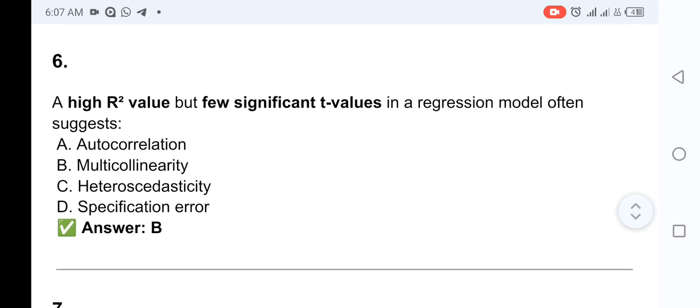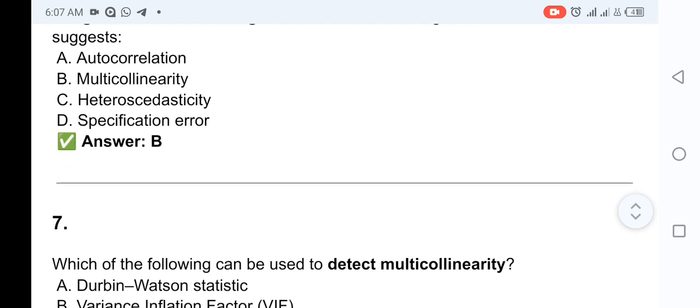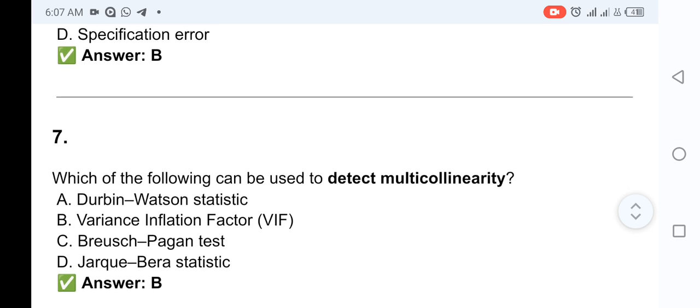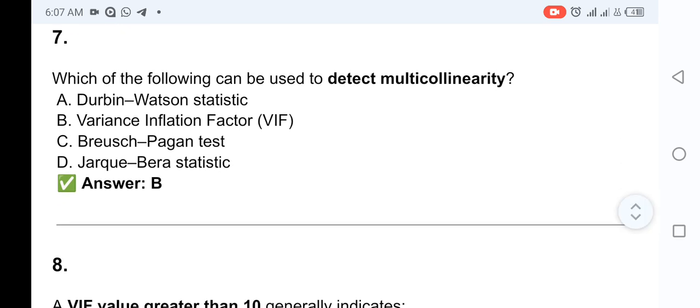7. Which of the following can be used to detect multicollinearity? A. Durbin-Watson statistic, B. Variance inflation factor, VIF, C. Breusch-Pagan test, D. Jarque-Bera statistic. Answer B.